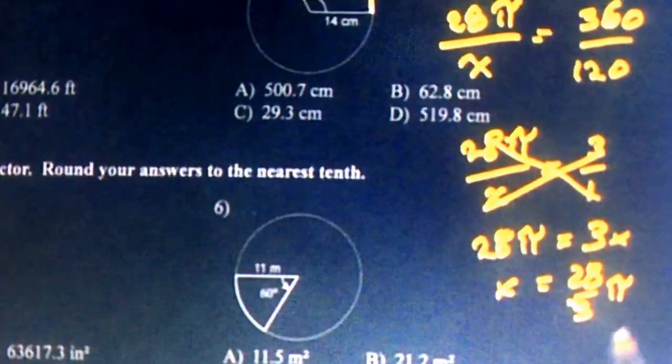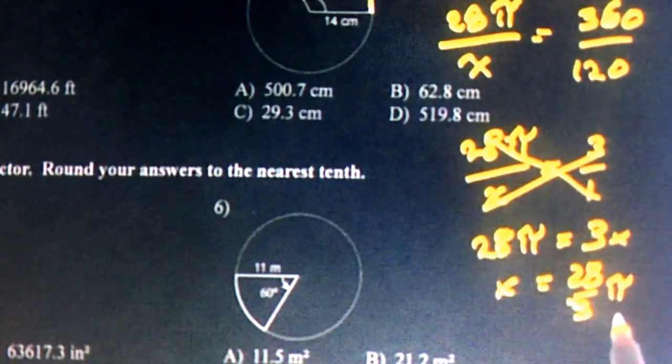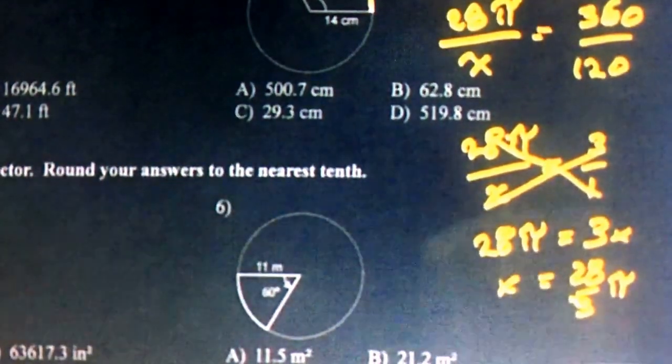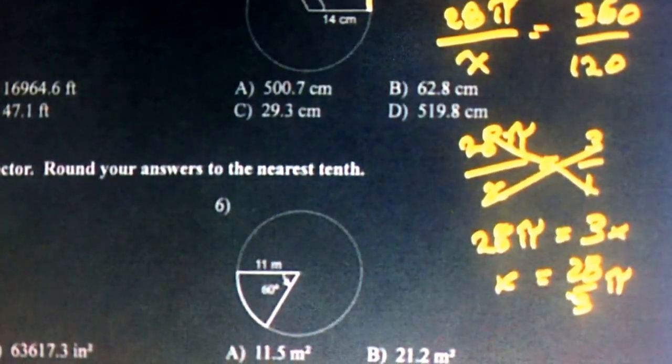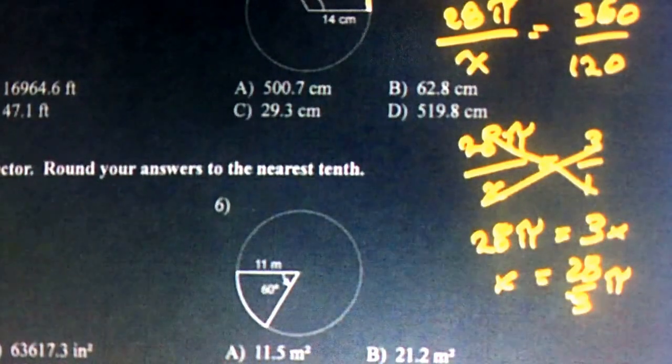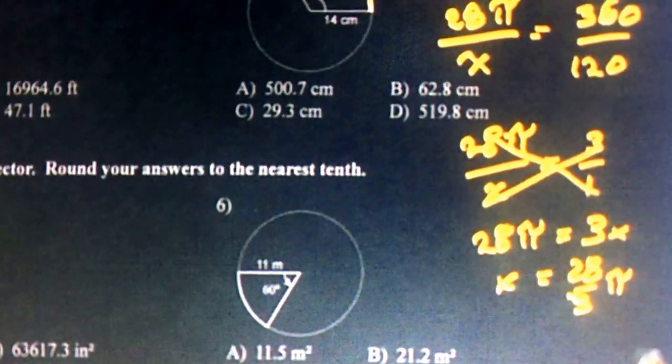So now x equals 28 over 3 pi, and we can stay with that because we're going to get our answer just by converting that with a calculator. 28 over 3 pi. Anybody have a calculator? We can get 28 over 3 first and divide that. Anybody have that? What is it?